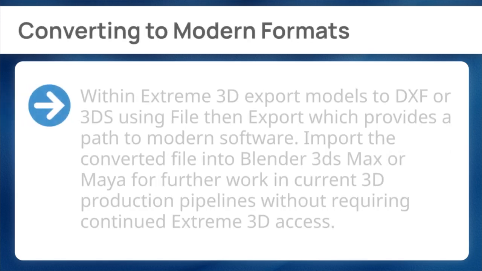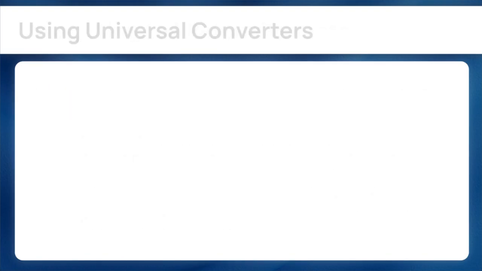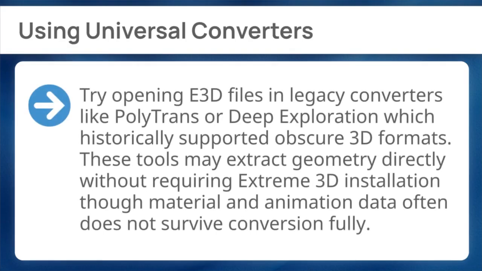Next, converting to modern formats. Within Extreme 3D, export models to DXF or 3DS using File then Export, which provides a path to modern software. Import the converted file into Blender, 3ds Max, or Maya for further work in current 3D production pipelines without requiring continued Extreme 3D access. Finally, using universal converters.